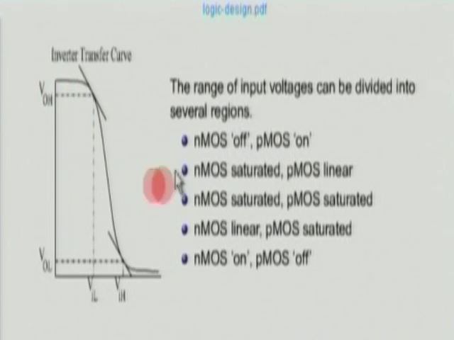After that, the NMOS is saturated, it is in saturation because the output is high and its drain is high. The PMOS is in its linear regime and the output starts dropping. Finally, both will be saturated, then as the voltage reduces, NMOS will become linear, PMOS will be saturated, and finally you will reach a situation at which NMOS is on and PMOS is off and you will reach 0 volts.